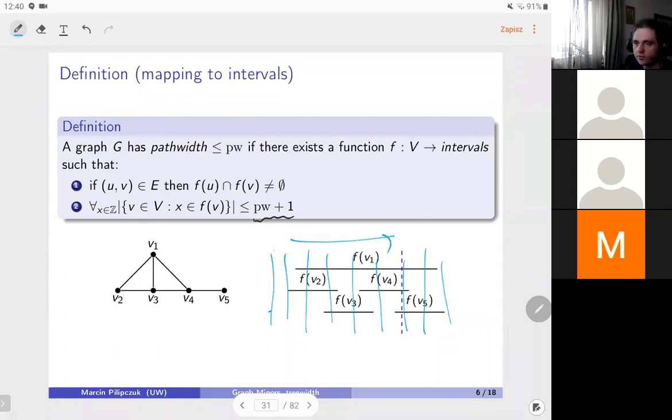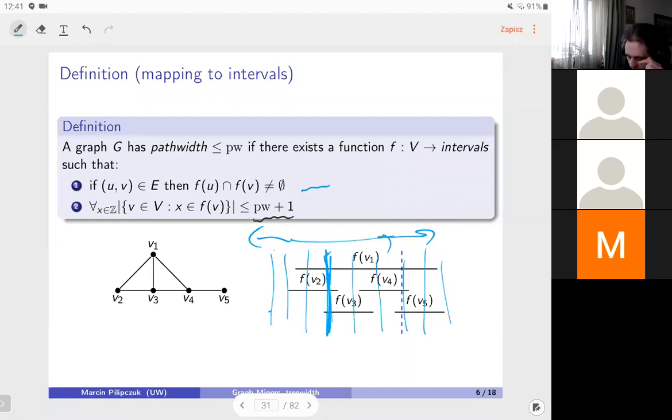You're going from right to left, and at every step, whatever this line intersects is a separator between the intervals that already ended on the left, and the intervals that are on the right. Yeah, because if the intervals are disjoint, they cannot have an edge between them. That's the first property. If there's an edge, then the intervals need to overlap. So if the intervals are disjoint, there's no edge between these two vertices.